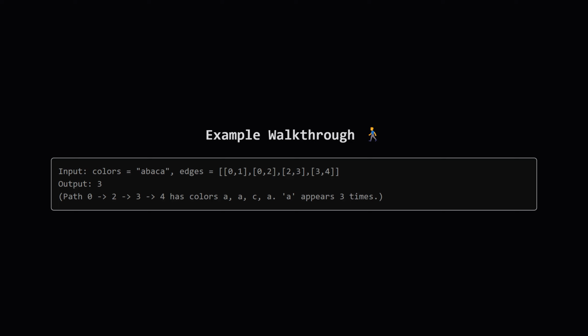Suppose we have 5 nodes. Each node has a color, and the edges are from 0 to 1, 0 to 2, 2 to 3, and 3 to 4. One possible path is 0 to 2, then to 3, then to 4. The colors on this path come from node 0, then node 2, then node 3, and finally node 4. If we count the colors on this path, one color appears 3 times and another appears once. The most frequent color appears 3 times. So the color value for this specific path is 3. If this is the highest we can get, then 3 is our answer.